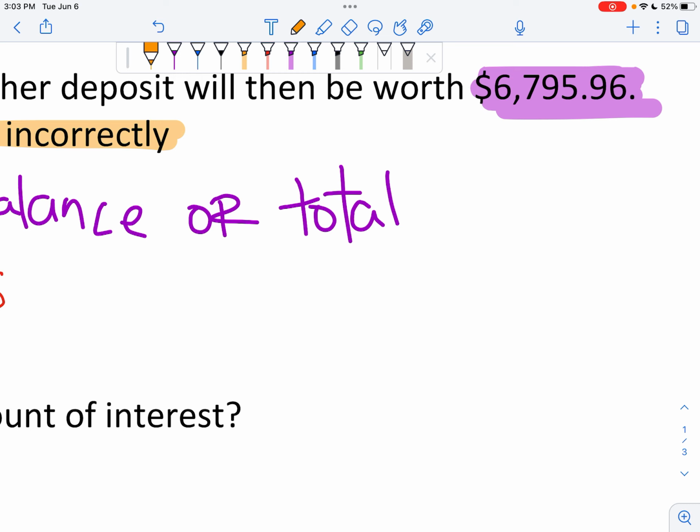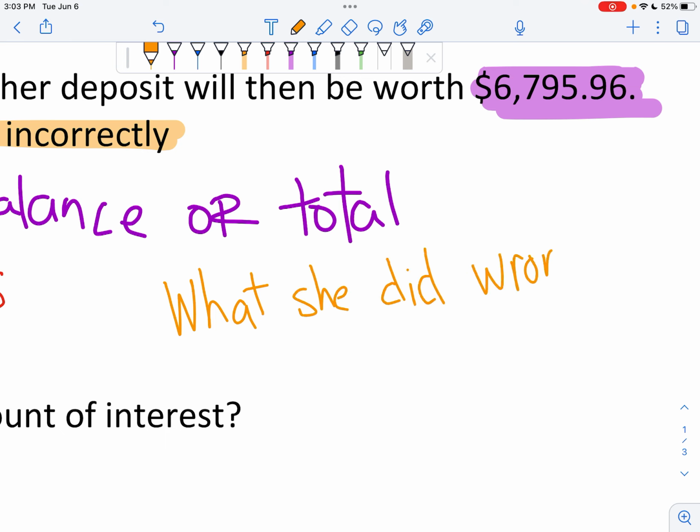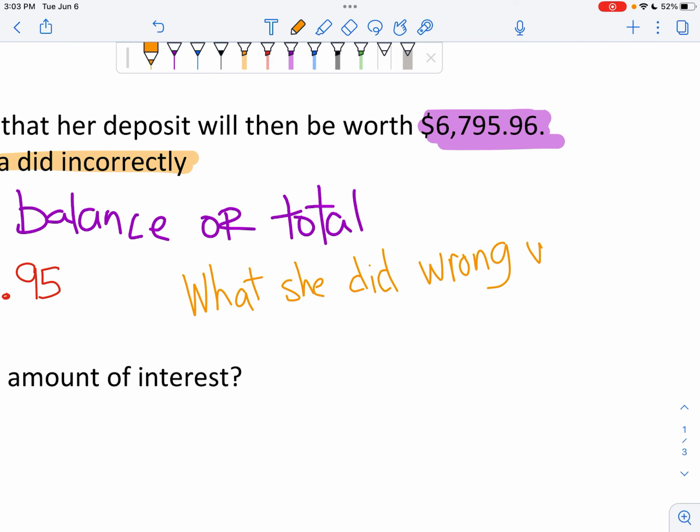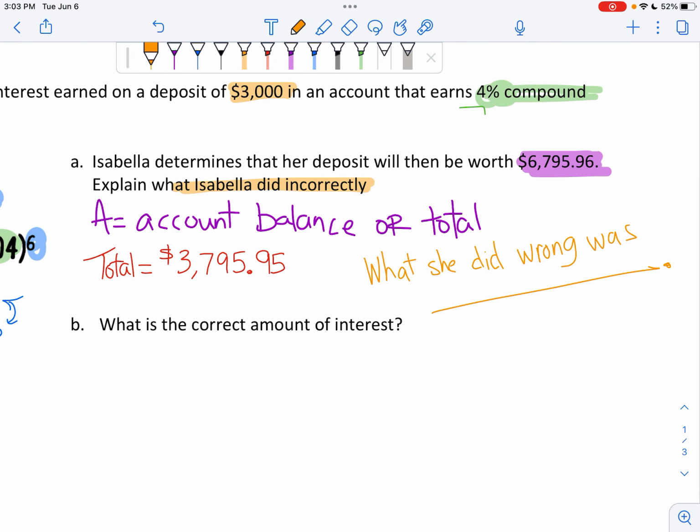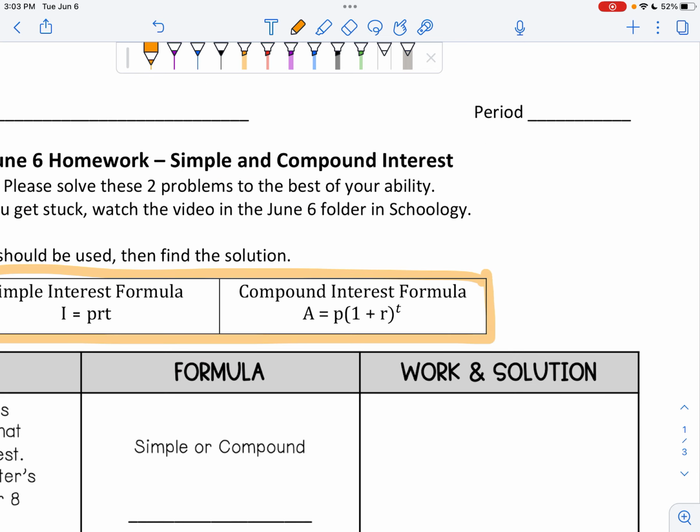So you'll need to write what she did wrong. Isabella, or what she did wrong was, she did something she shouldn't have done. Think about the difference in those two numbers and where it comes from. Right, then you'll need to answer question B. What is the correct amount of interest? How much extra money did she actually get?